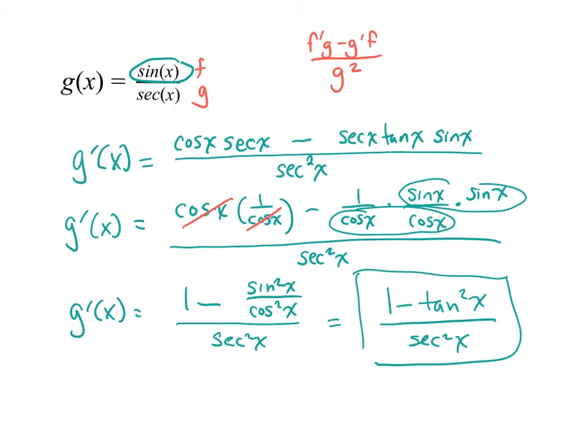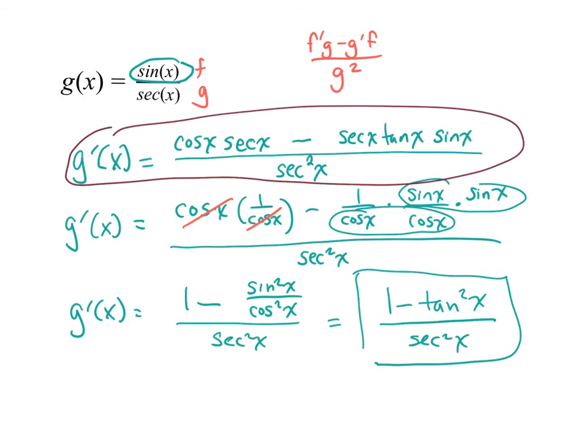That top is close to an identity. One of the more obscure identities is 1 plus tan squared is secant squared, but this is 1 minus, so it doesn't work. Again, if you got to this point using the quotient rule, I'm pretty happy with that. But a lot of this trig simplification can help you along the way.